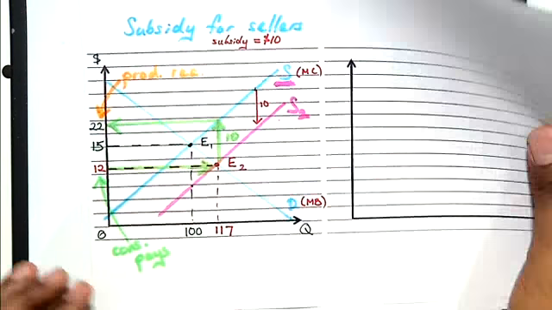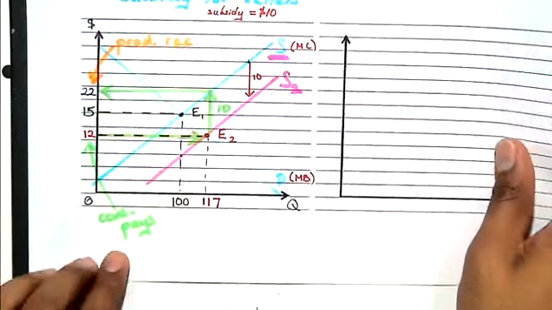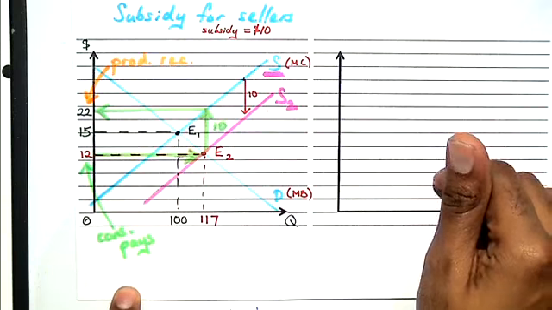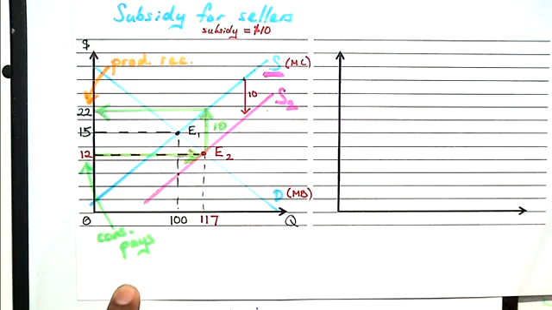Who did the government give the subsidy to? The seller. Who actually benefits from the subsidy? Both. Just like a tax. A subsidy is a negative tax. If a tax ends up being shared, a subsidy will also end up being shared.